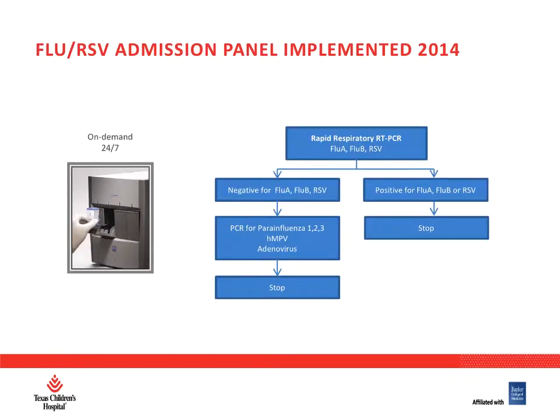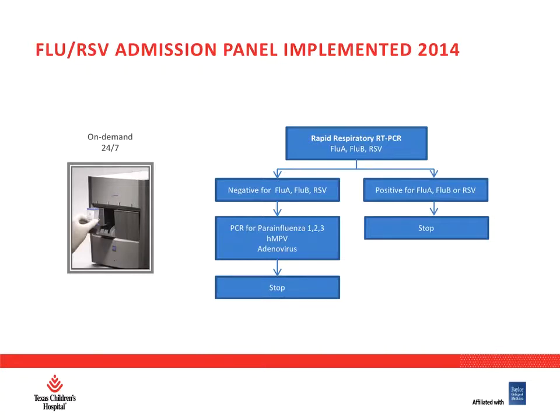So we wanted to, as I said, come up with a more rapid solution for flu and RSV testing specifically. So the following year, after that 13-14 season, we implemented what we called the Flu and RSV Admission Panel, or the FRAP, F-R-A-P, on the GeneXpert system. On this panel, we start with flu A, flu B, and RSV, and that's run on demand on the GeneXpert 24/7. If it's positive for any of those targets, then we stop.